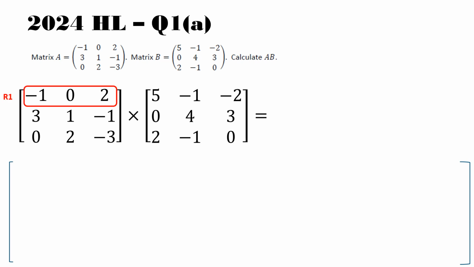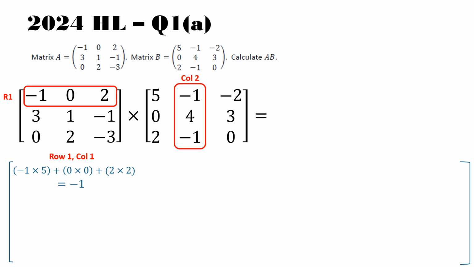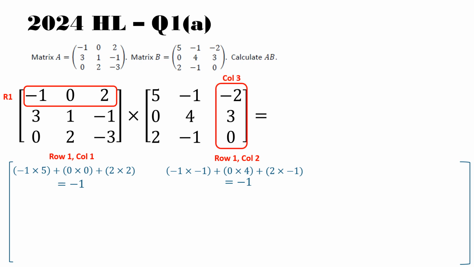We're going to start with row 1 in the first matrix multiplied by column 1. That gives us minus 1 by 5, 0 by 0, 2 by 2, which gives us a value of minus 1. Then we move to column 2. That gives us minus 1 by minus 1, 0 by 4, and 2 by minus 1, and a final answer of minus 1. Then we have row 1 by column 3. That's minus 1 by minus 2, plus 0 by 3, plus 2 times 0.